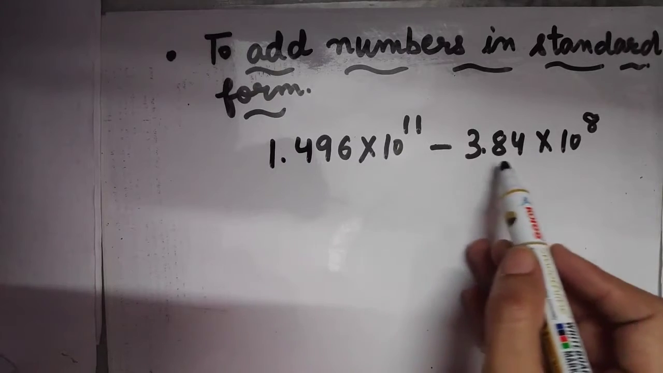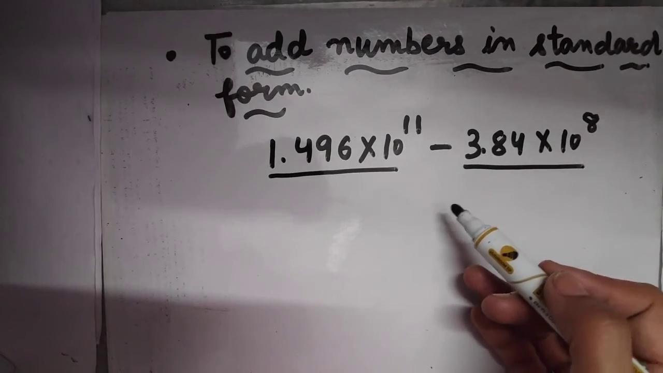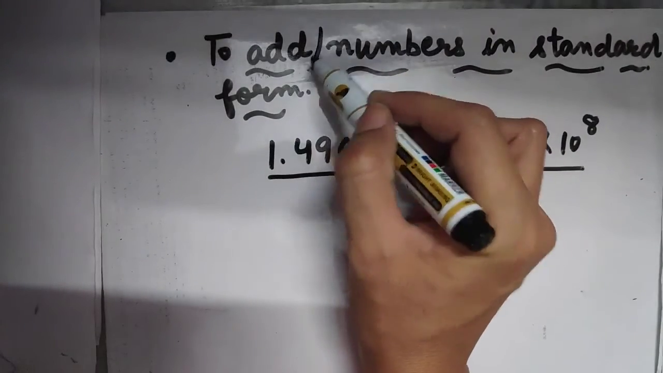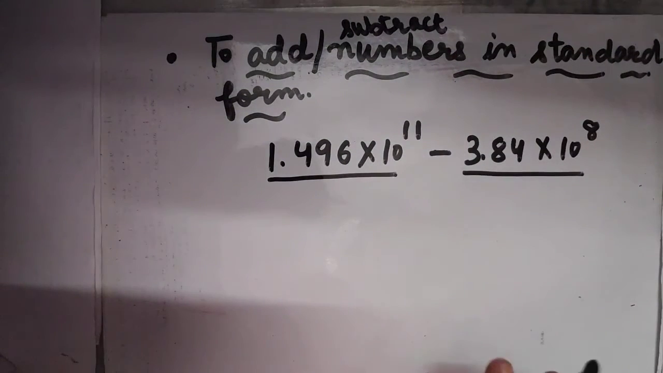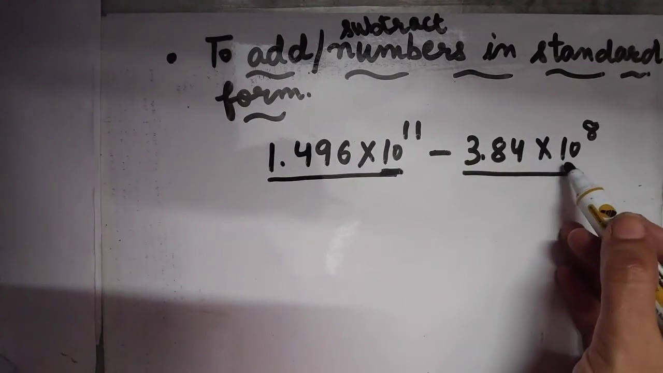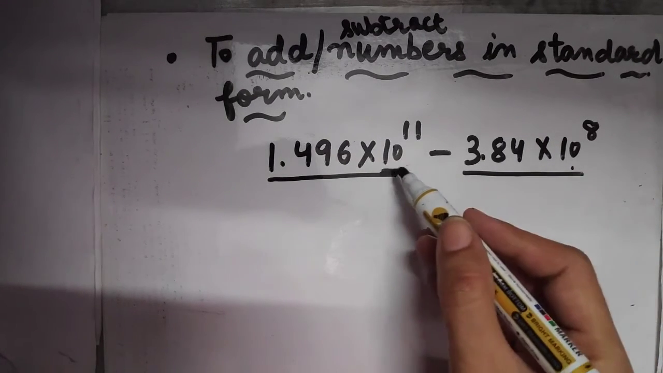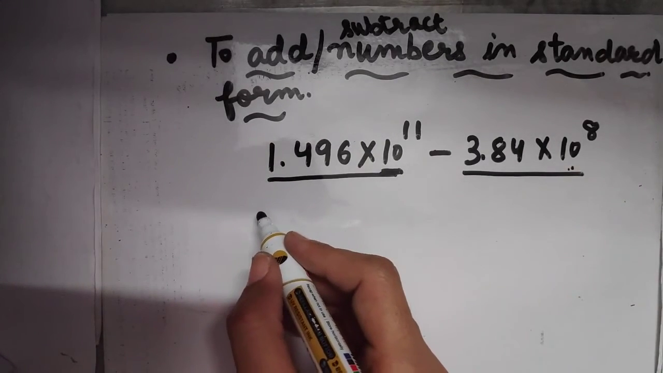Actually, I am taking these two numbers. This is basically the distance between sun and earth. This is basically the distance between earth and moon, and I need to subtract. Here you can add or you can subtract also. In the same manner, subtraction can be done. So to add or subtract the numbers in standard form, we need to convert into numbers with same exponent. Here, try to convert this number into 10 raised to the power 8. We need to try to have the same exponent in both the numbers. So let us see how we will be doing it.